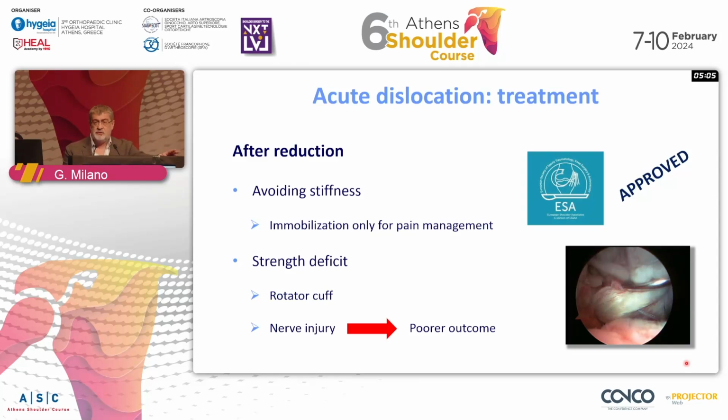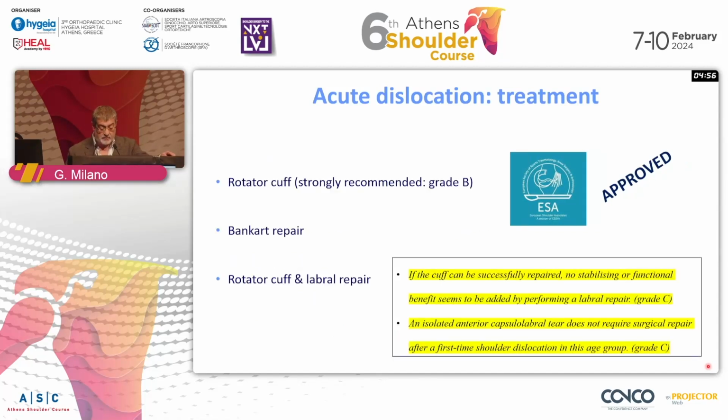And then check for residual strength deficits, because in this case you have a suspicion of rotator cuff tear or a nerve injury, which is associated with a poorer outcome. When you have a rotator cuff tear after an acute dislocation, rotator cuff repair is strongly recommended. Bankart repair or combined rotator cuff and labral tear repair is more questionable, and according to the literature, the recommendation is very low. So the repair of the anterior capsule is not really recommended.